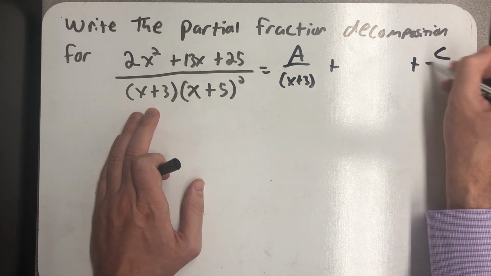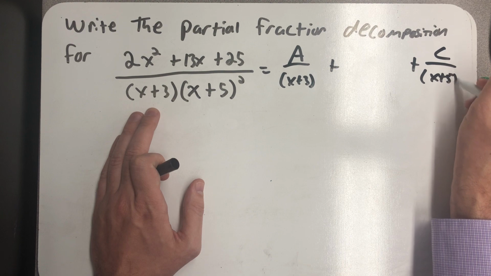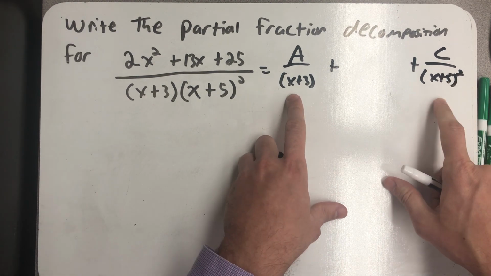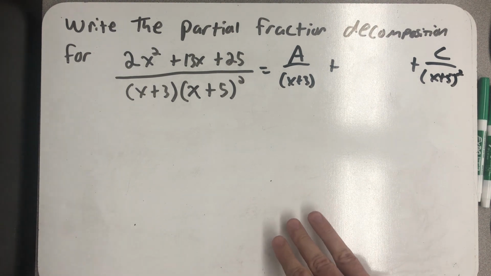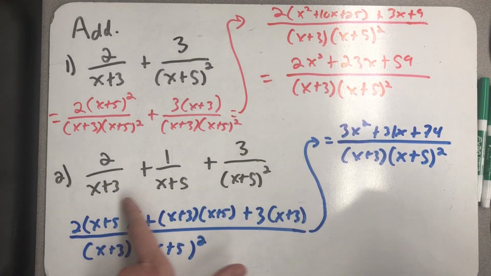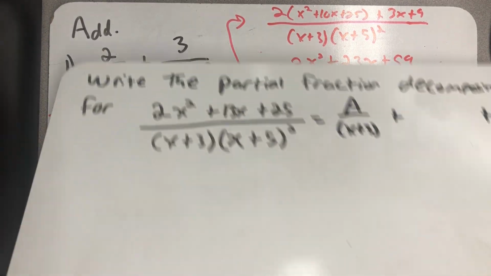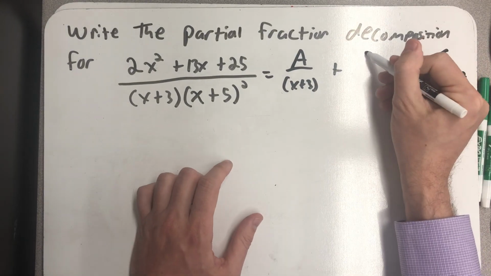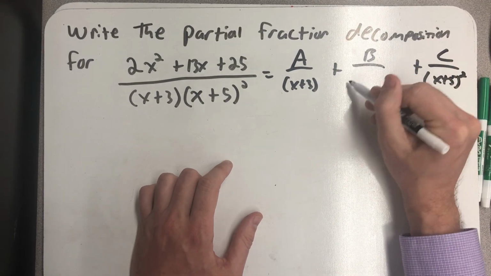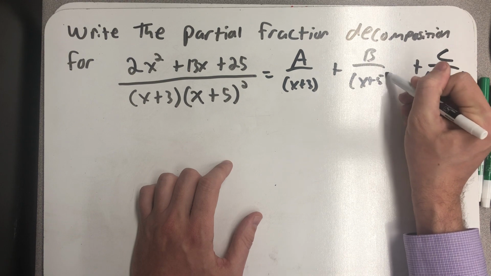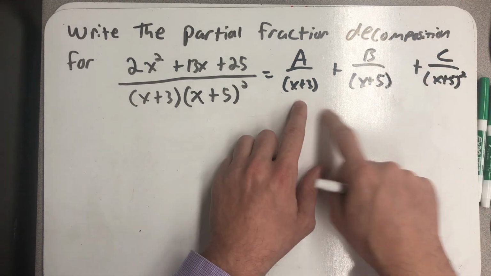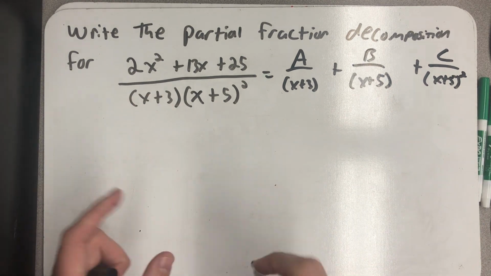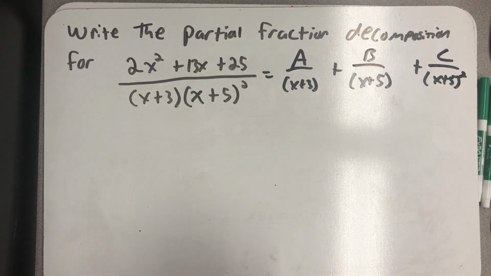And I'm going to say c over x plus 5 squared. I have to have that one. These two fractions have a common denominator of x plus 3 times x plus 5 all squared. But what I find out here is that I could also have that happening. So in my partial fraction decomposition, I have to include it because something in this form also has a common denominator of x plus 3 times x plus 5 all squared.